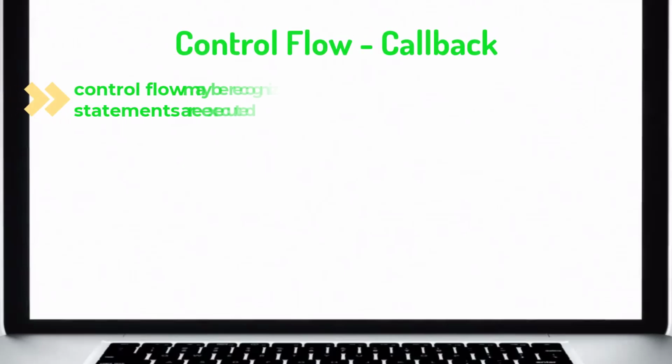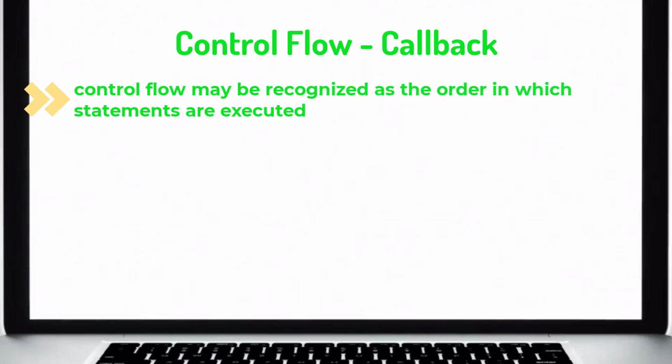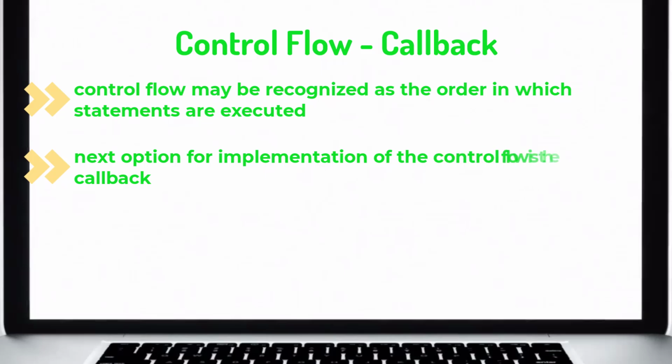To implement program parties interoperability, the first problem we must face is a control flow. The control flow may be recognized as the order in which statements or method calls of a program are executed. Control flow may be controlled using control statements, method invocations, and delegates. The next option for implementation of the control flow for program interoperable parties is the callback program design pattern.